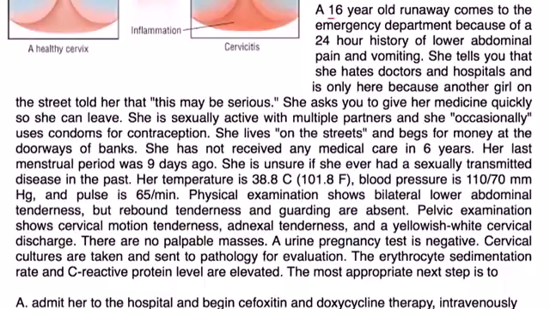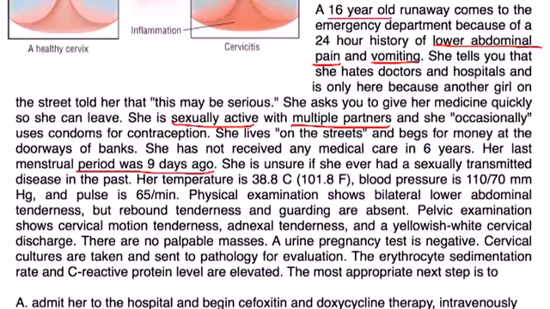So a 16-year-old runaway comes to the emergency department because of a 24-hour history of lower abdominal pain and vomiting. She tells you that she hates doctors and hospitals and is only here because another girl on the street told her that this may be serious. She asks you to give her medicine quickly so she can leave. She is sexually active with multiple partners, and she occasionally uses condoms for contraception. She lives on the streets and begs for money at the doorway of banks. She has not received any medical care in 6 years. Her last menstrual period was 9 days ago. She is unsure if she ever had a sexually transmitted disease in the past.